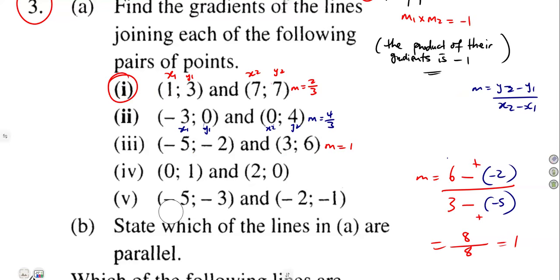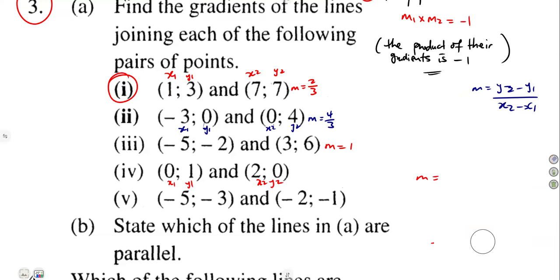Okay, let's move on to another part. This one, x1, y1, x2, y2. We have our gradient just like before: y2, 0, minus y1, which is 1. So that is 1 here, over x2, which is 2, minus x1, which is 0. So that was going to give us negative 1 over 2. That's our gradient here.